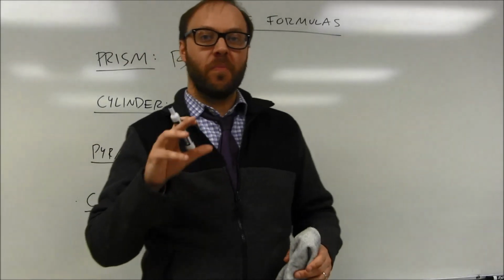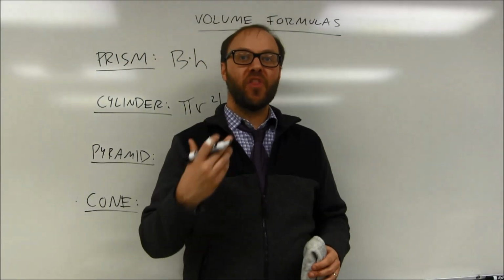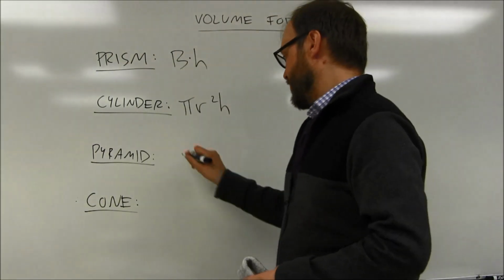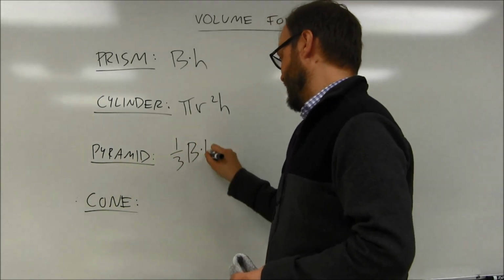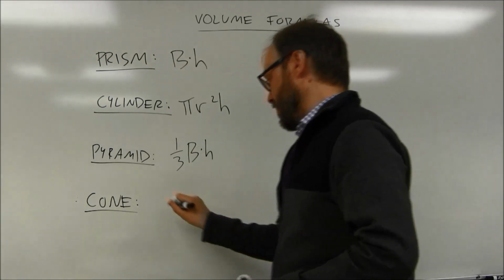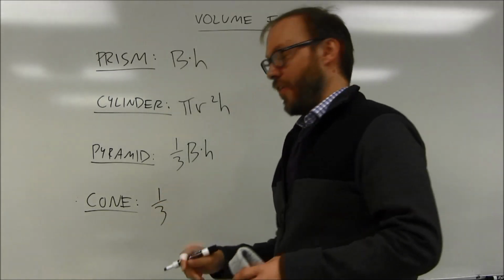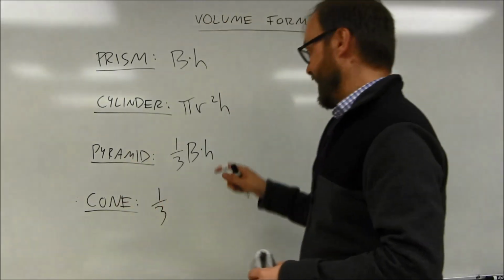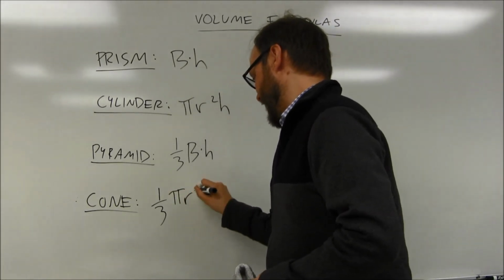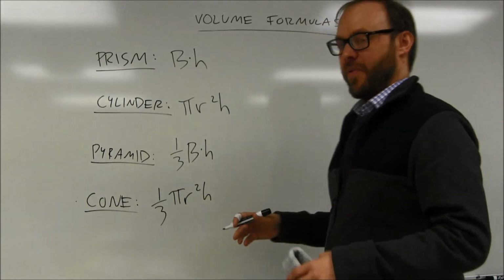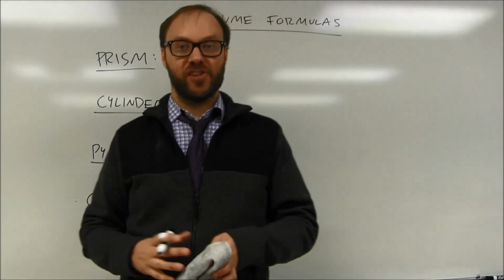If your shape comes to a point, you're going to have to multiply by 1/3 to find the volume. So the volume of a pyramid is 1/3 the area of the base times the height. The volume of a cone is going to be 1/3 the area of the base times the height. The area of the base, because it's a cone, will be pi r squared, and then the height will be h. So you probably learned that formula as 1/3 pi r squared h.